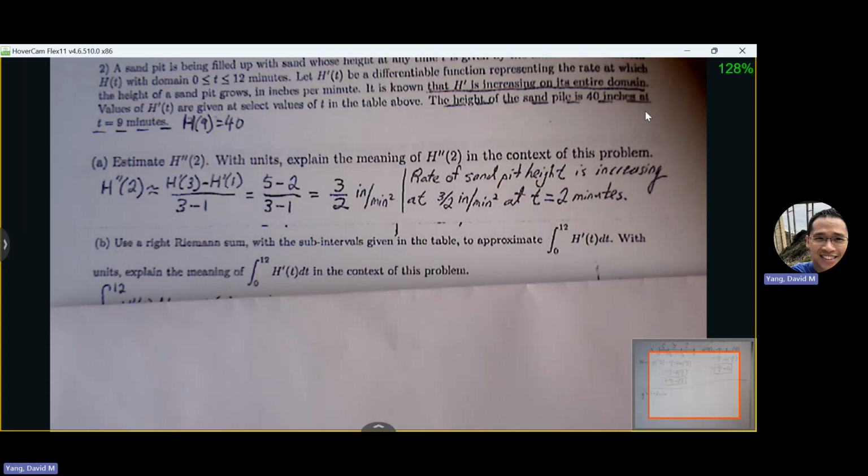Okay, part B, use a right Riemann sum. So we want 4 subintervals because we have that number of ordered pairs. Or we can create 4 subintervals. Identify the width of each subinterval, and pull the correct height that we want because it's a right Riemann sum.